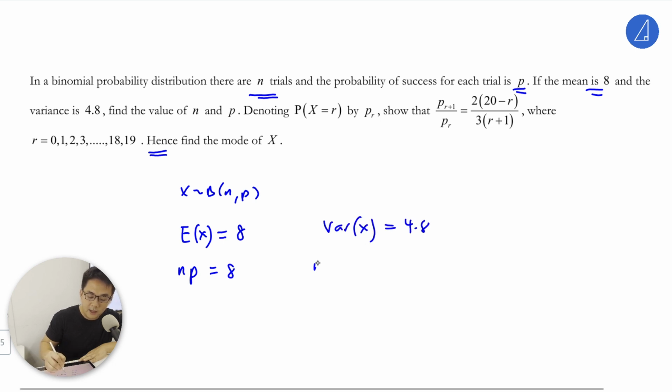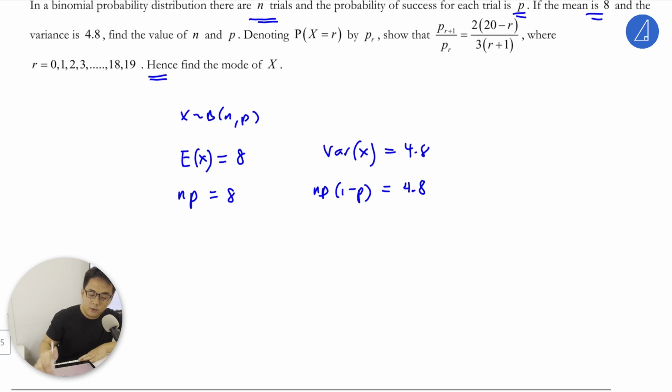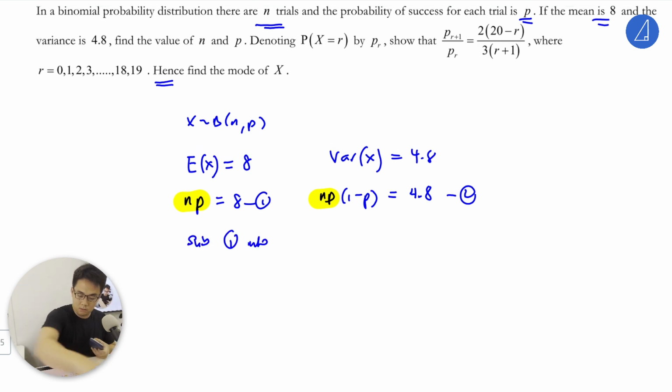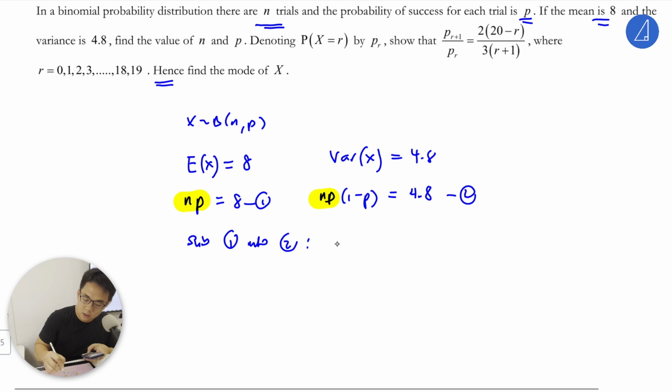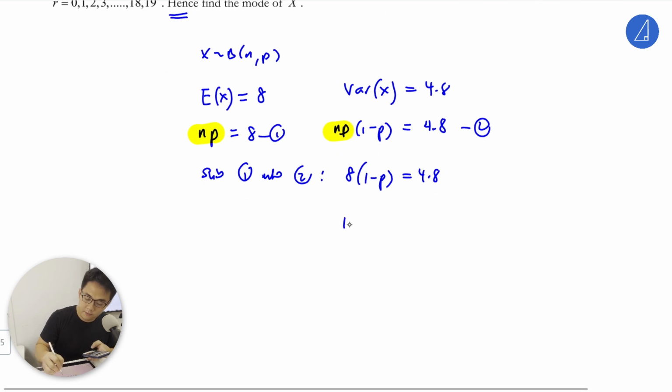The variance of X is np(1 minus p), which is 4.8. Remember, it's just a simultaneous equation. np is np here, so substitute 1 into 2. This is 8(1 minus p) equals 4.8. 4.8 divided by 8 will be 3/5, then p is equal to 2/5.